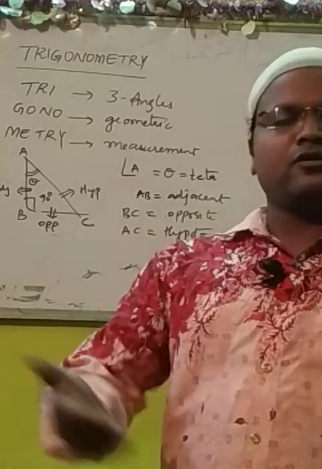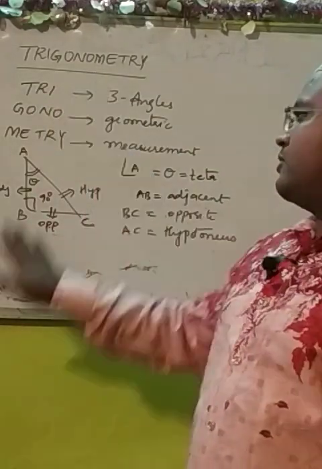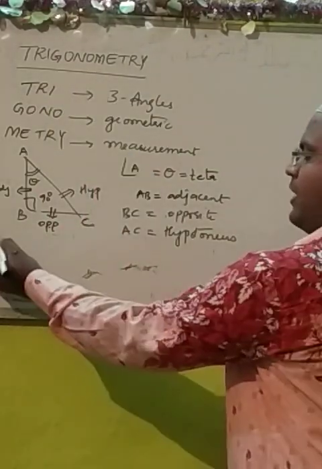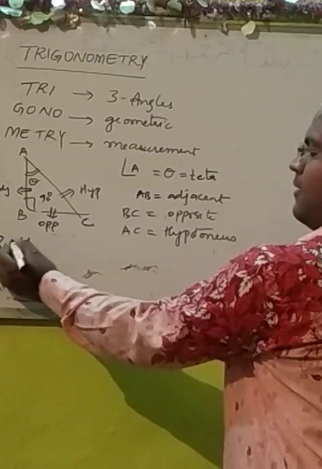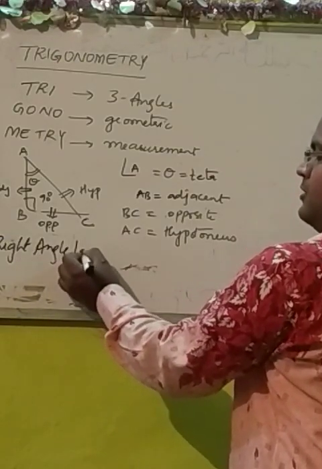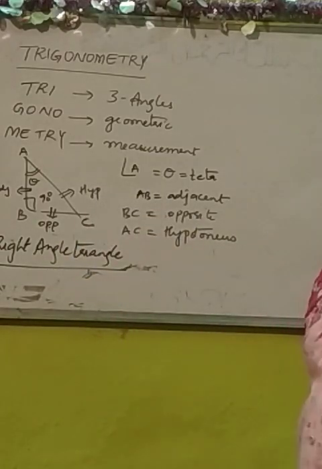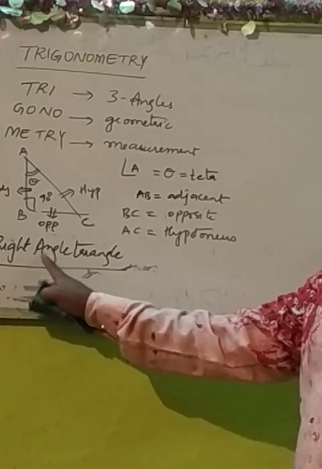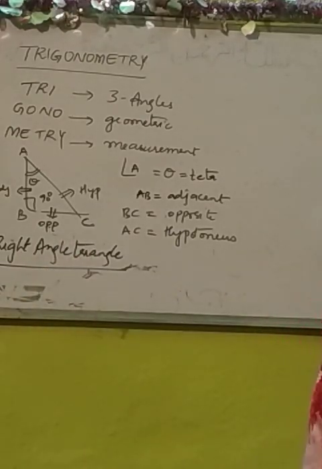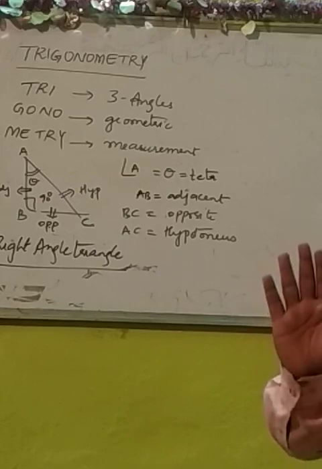Based on all these, trigonometry is only applicable to right angle triangles. This is the main difference between the previous one and this one. So here we are going to consider only right angle triangles and find out different expressions. Trigonometry consists of four categories.